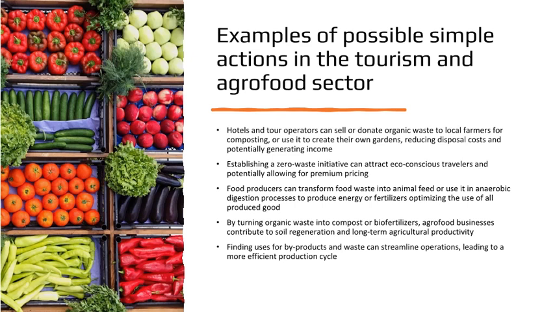In the agri-food sector, food producers can turn waste into assets like animal feed or energy and fertilizer through anaerobic digestion, ensuring maximal use of their products. Soil rejuvenation is another avenue, with composting enhancing soil health and promoting sustainable farming. Likewise, repurposing byproducts can streamline production and lessen environmental footprints. These initiatives show that for tourism and agri-food, practical steps in circularity not only improve environmental conditions but also strengthen business robustness and enhance reputational standing.